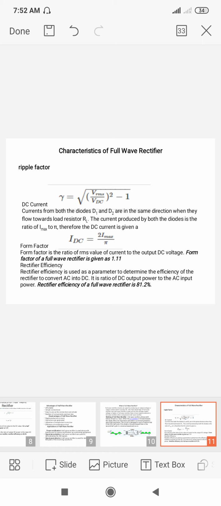The form factor of the full wave rectifier is 1.11, and previously the half wave rectifier form factor was 1.57. And next is rectifier efficiency: the full wave rectifier is 81.2%, and the half wave rectifier efficiency is 40.6%. This is the comparison of the half wave and full wave rectifiers.